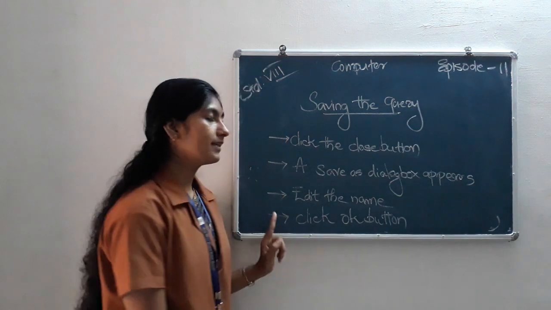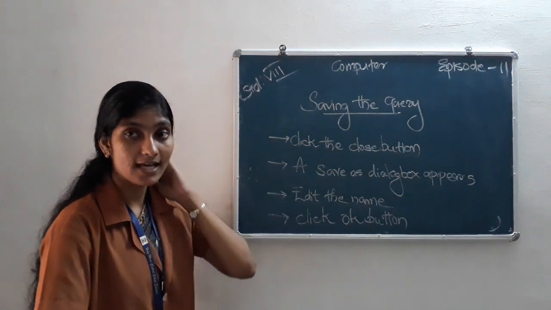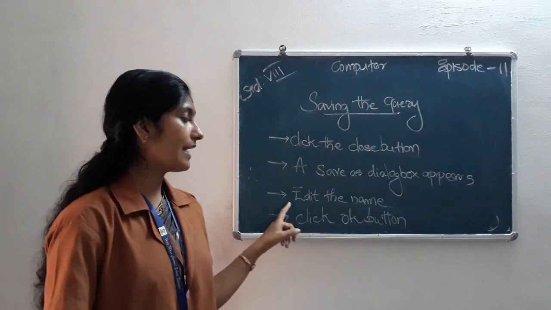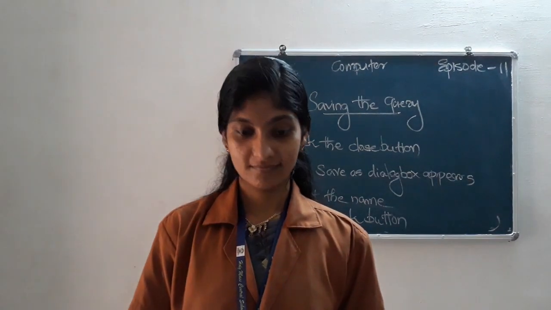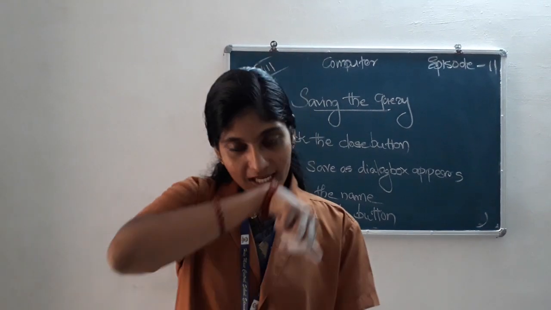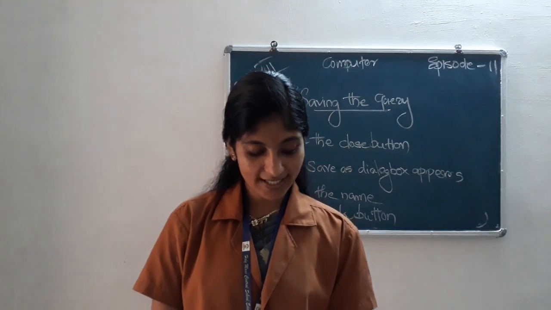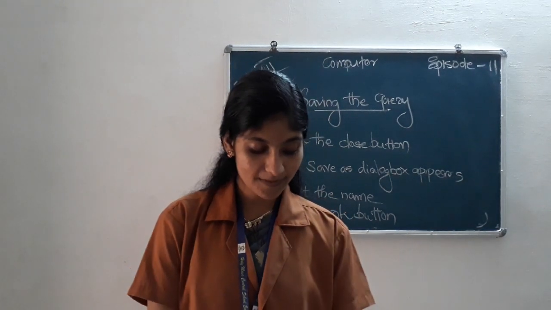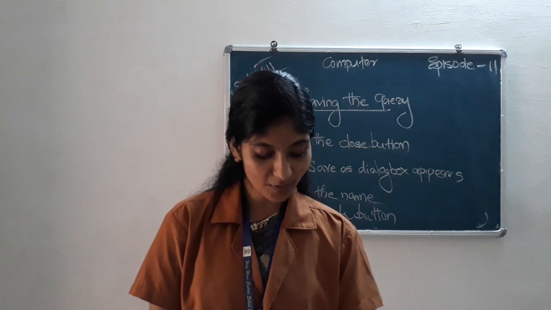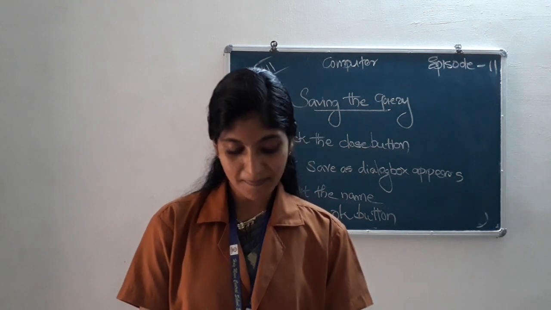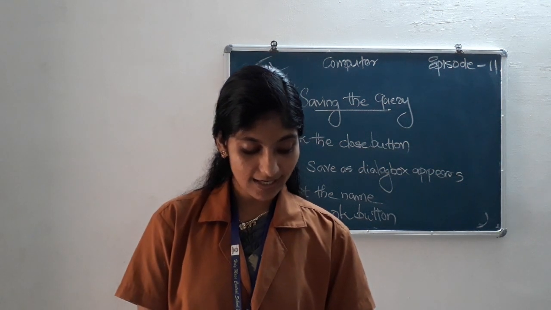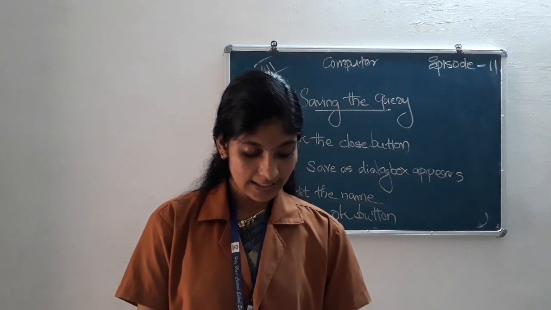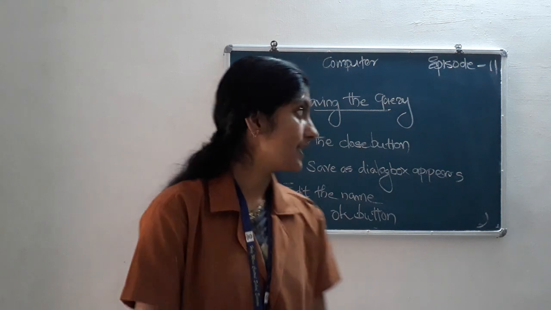So first click the close button, then a save as dialog box appears, and then edit the name and click the OK button. Saving the query means clicking on the close. So step 6: click on the close button of the query window and you will be prompted to save your query with a name in the save as dialog box. Enter a name for the query and click the OK button. That is the 4 steps.